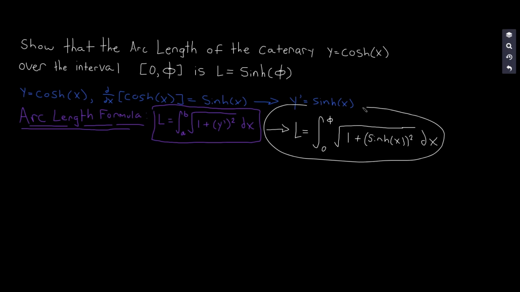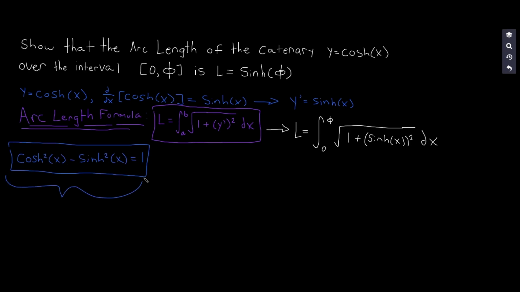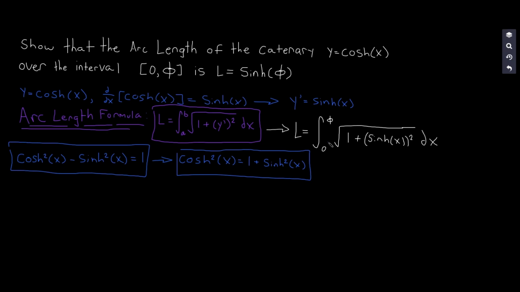Right, so this is what it looks like when we plug in our components to the arc length formula. The square roots don't cancel because the square roots do not split amongst the sum. They're not separate and they are together. So what we'll do is we'll use an identity. Now we have this identity here: cosh squared of x minus sinh squared of x equals 1, which means that we can rearrange this and manipulate it. All it says is that cosh squared of x equals 1 plus sinh squared of x.